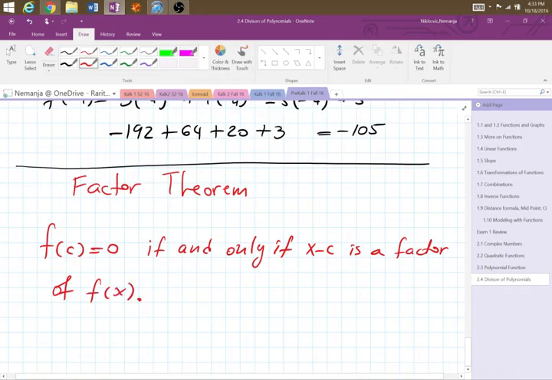And this is a mathematical theorem. "If and only if" means it works both ways. If the first is true, the second one is true, and if the second is true, the first one is true. What does this mean?